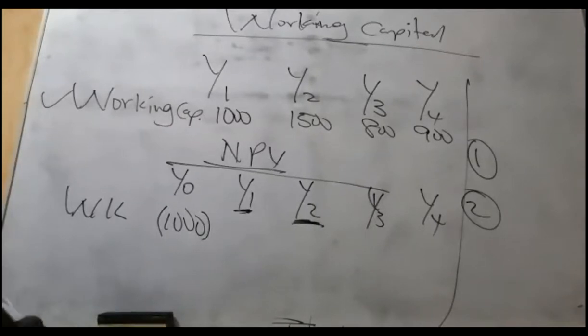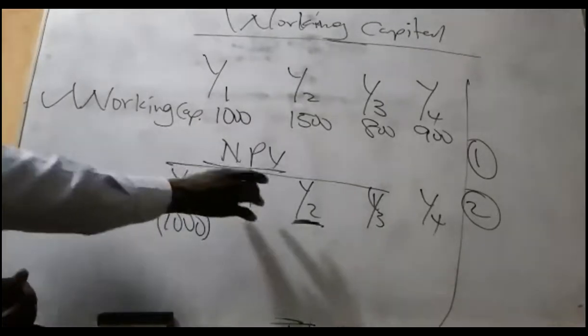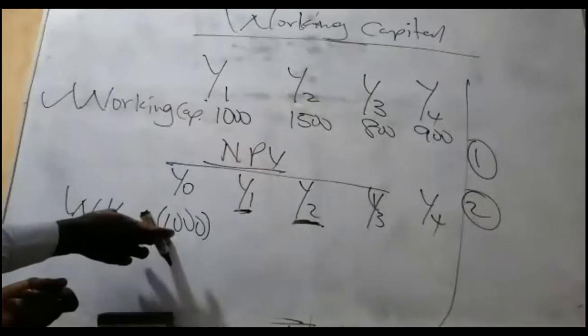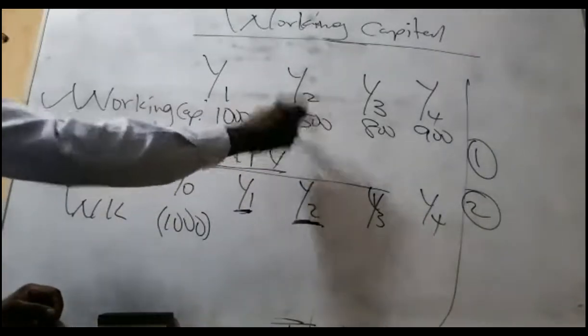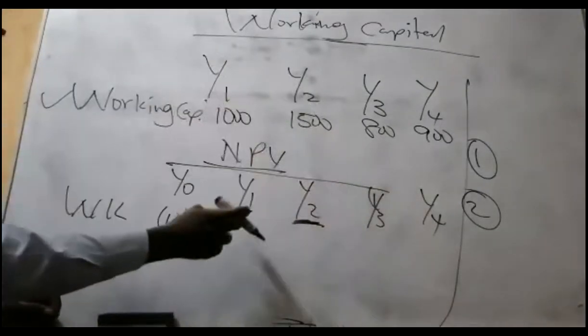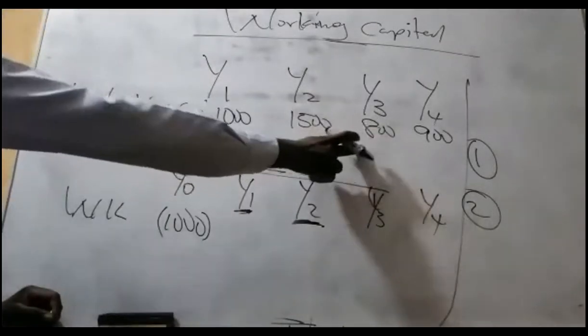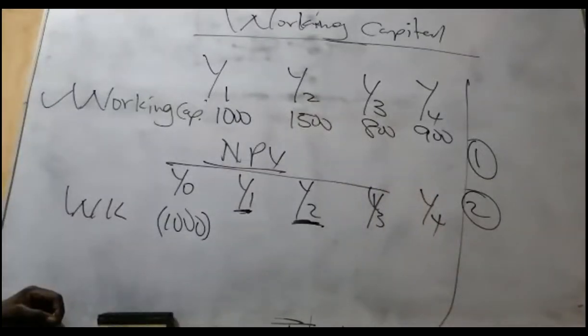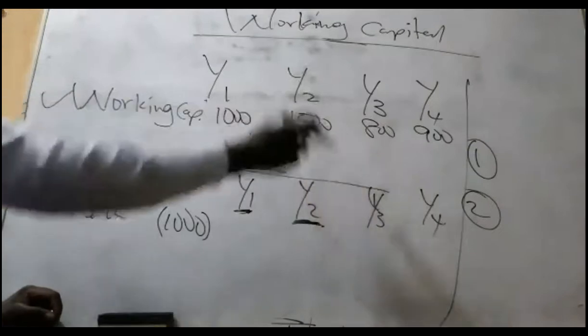Okay. So we said that with assumption one, each year's working capital must be provided at the start of that year. So year one working capital must be provided at the start of year one, and we said at the start of year one means year zero. This 1,500 Ghana cedis must be provided at the start of year two, which means year one. So I'll put it here. This 800, which we need for year three, must be there at the start of year three, which is year two. I'll put it there in that order.